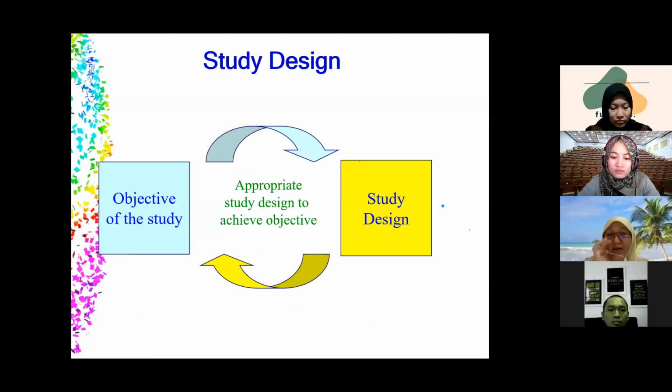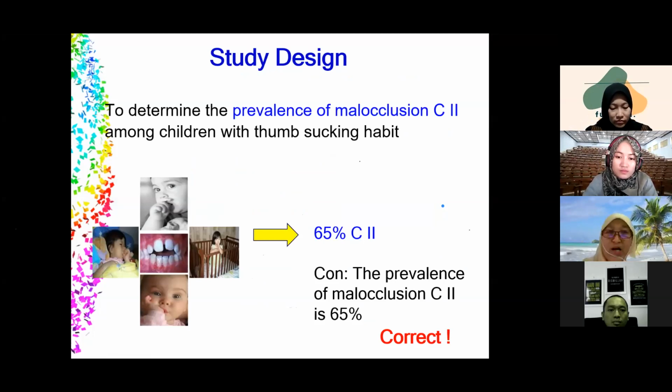You kena cari. Contoh jelas sudah objektifnya: to determine prevalence of malocclusion class 2 among children with thumb sucking habit. Kanak-kanaknya ada habit suka hisap jari ya. So we would like to know prevalence kejadian ada malocclusion class 2 di kalangan kanak-kanak yang menghisap jari. So you do a cross-sectional study where we gather 100 children with thumb sucking habit and you examine how many actually have class 2.